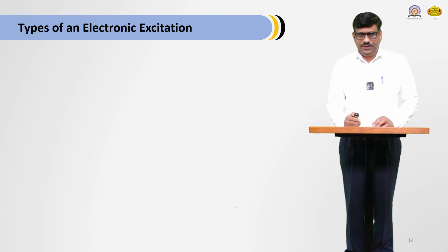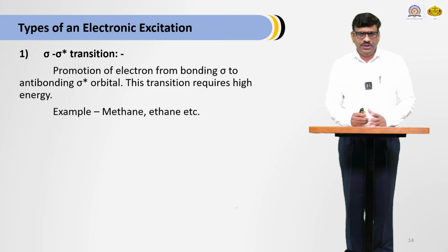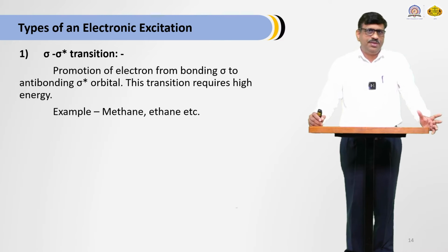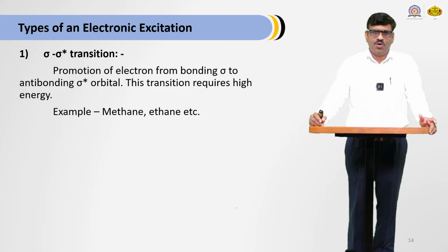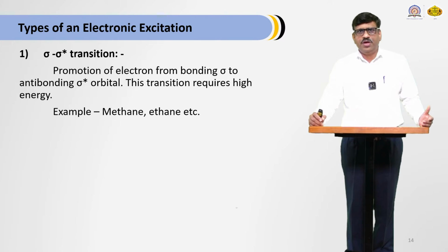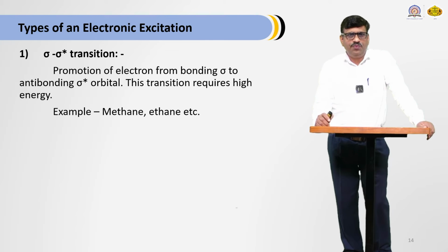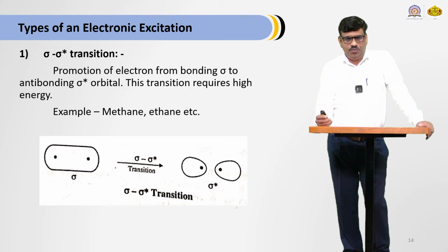Now, types of electronic excitation. As we have already seen, there are 4 types of electronic excitation. We are going to see them one by one. First is sigma to sigma star transition. In sigma to sigma star transition, promotion of an electron from a bonding sigma molecular orbital to an anti-bonding sigma star molecular orbital takes place, and this transition requires high energy. As we have already seen in that diagram, maximum energy is required for sigma to sigma star transition. Examples: methane, ethane. In these, sigma to sigma star transition is possible, and this diagram shows how that transition takes place.